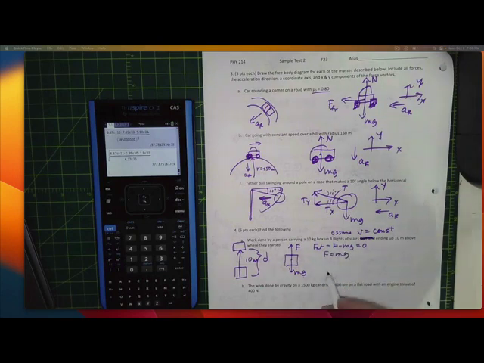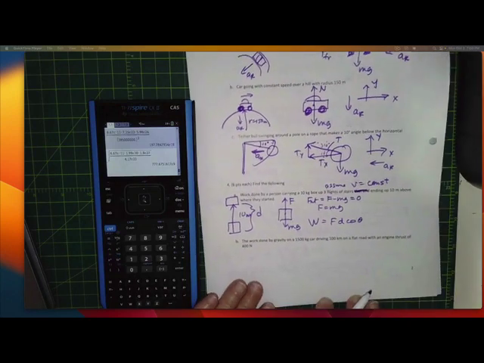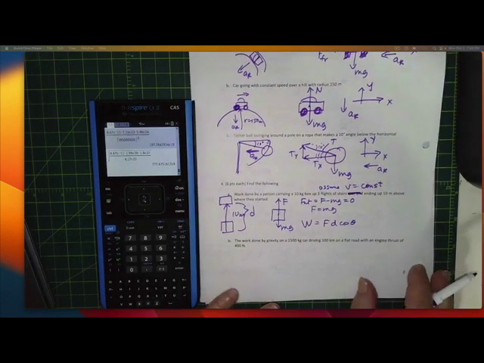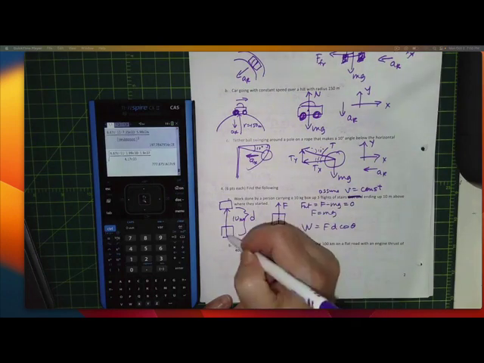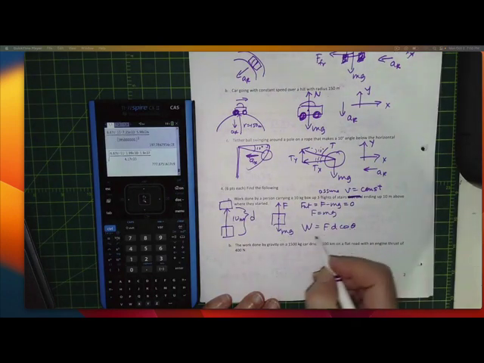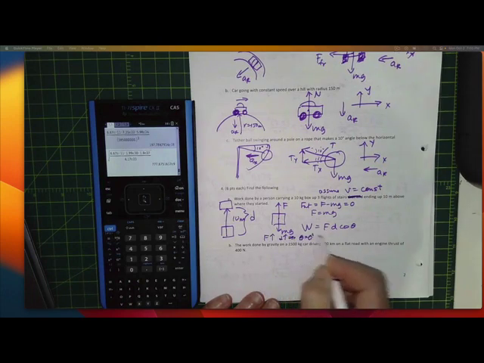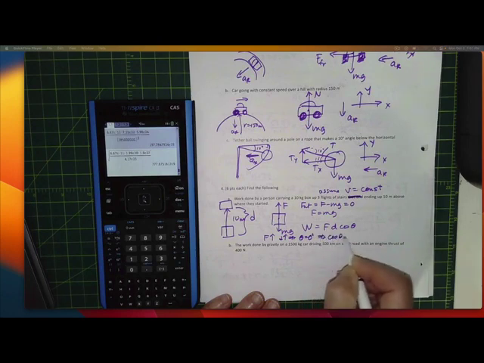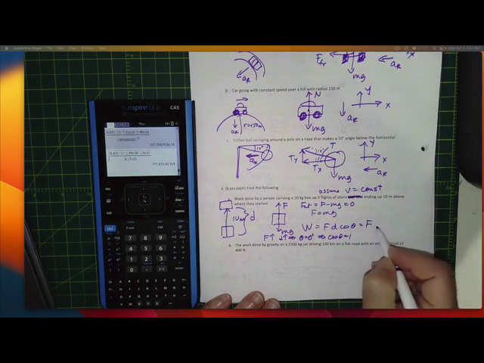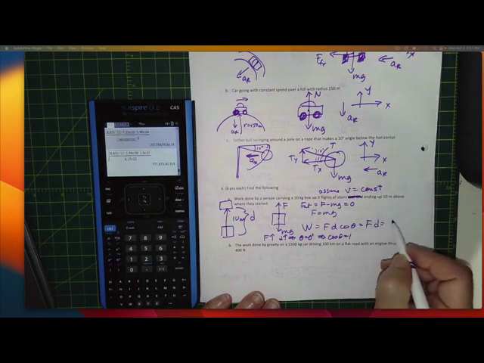And so we can get our work, F d cosine theta. F is straight up and d is straight up, so theta is 0 degrees. That means cosine theta equals 1, so the work is just F times d, and F is mg.